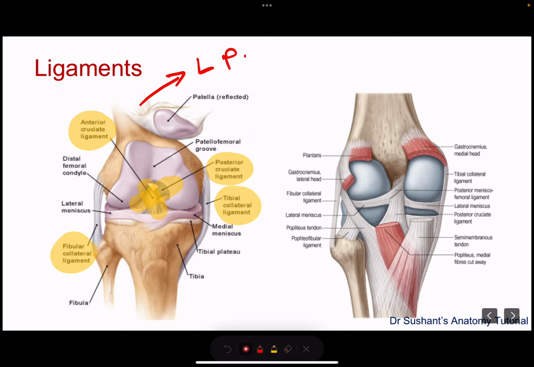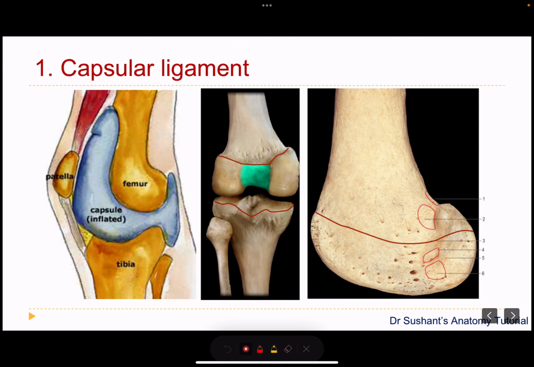All the different kinds of ligaments are seen in this picture. But don't worry, I will show you each and every picture of each and every ligament of the knee joint in the upcoming slides. Now, first let us begin our discussion with the capsular ligament. So we will talk about the capsular ligament first. So the capsular ligament, it envelops the joint, right?